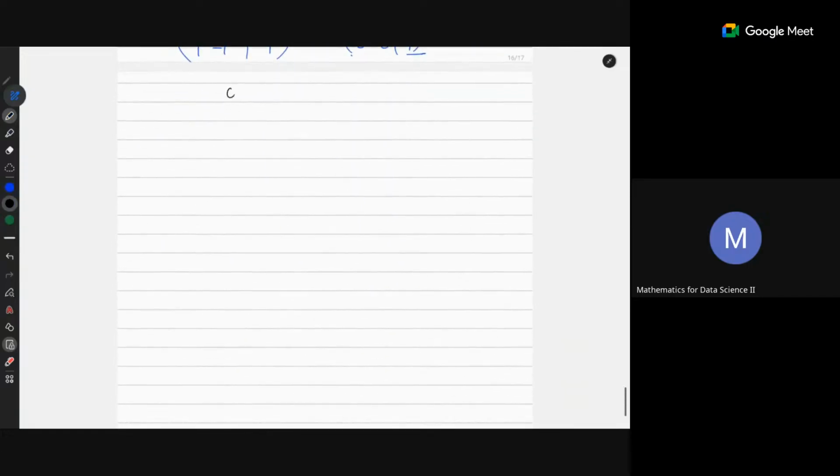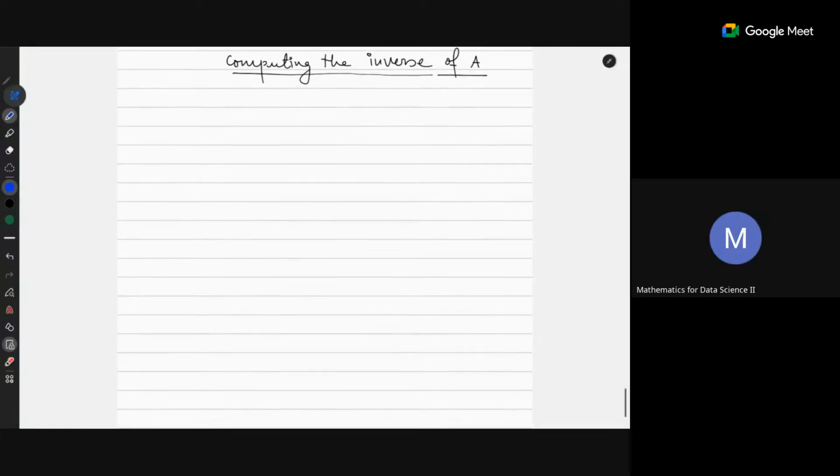Now you can also use these row echelon forms to compute the inverse of a square matrix. All right. How do you do that? So let's say you have a matrix A, and you want to find a matrix A inverse such that A times A inverse is equal to I. Okay, that is what we want to do.